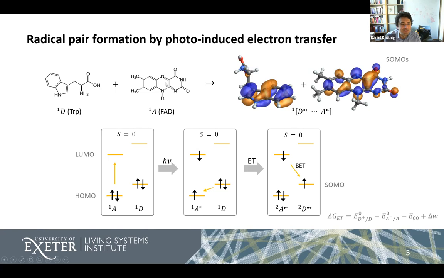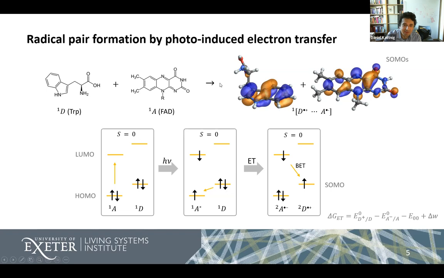If FAD is photoexcited, an electron is excited from the HOMO, the highest occupied molecular orbital, to the LUMO, to end up with this state here, leaving a hole in the HOMO for the excited FAD, which is then replenished from the tryptophan, to form this radical pair. Now, both these species have an odd number of electrons, so they're both radicals, and the overall spin state is still a singlet. These odd electrons are distributed across the molecules and delocalized, as is shown here. So these are molecular orbital plots of these SOMOs, showing that the electron is kind of flying around the entire molecule.